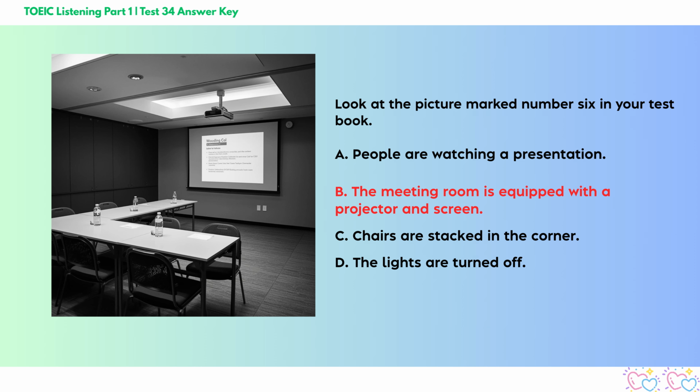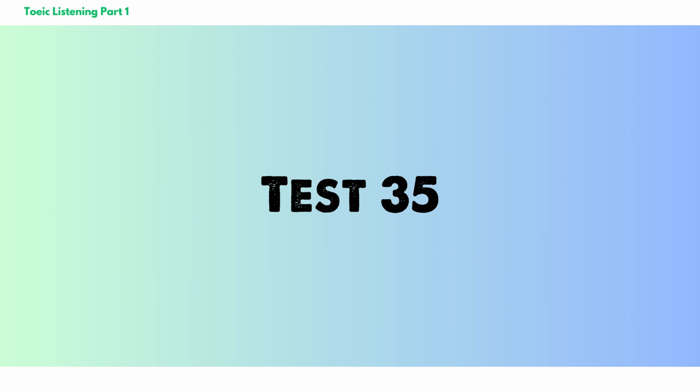Look at the picture marked number 6 in your textbook. A. People are watching a presentation. B. The meeting room is equipped with a projector and screen. C. Chairs are stacked in the corner. D. The lights are turned off.